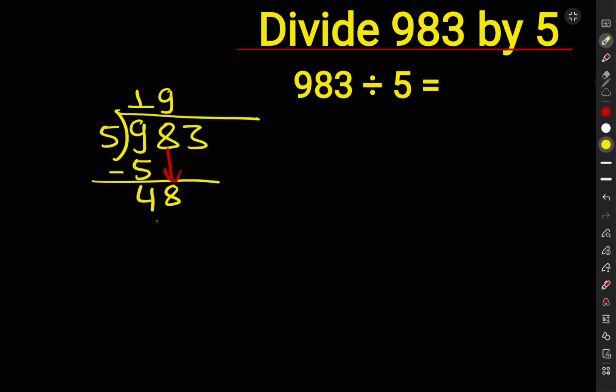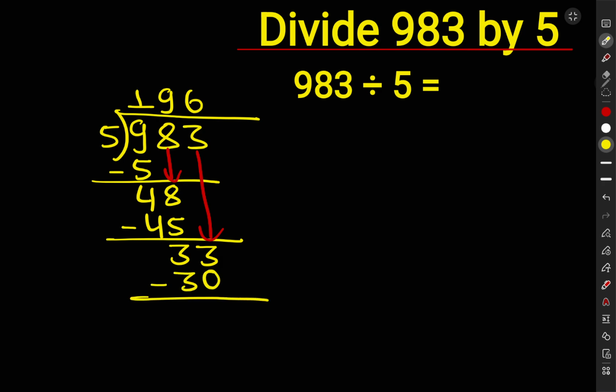5 times 9 is 45. On subtracting we get 3. So again we put down this 3 and it is 33. 5 times 6 is 30. On subtracting we get 3.